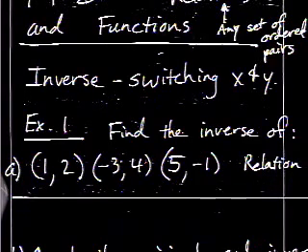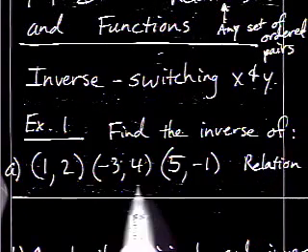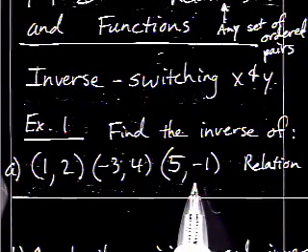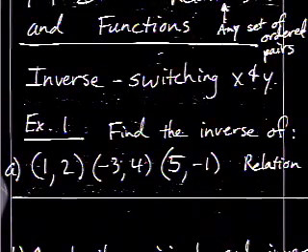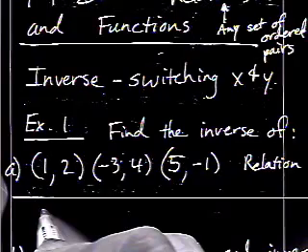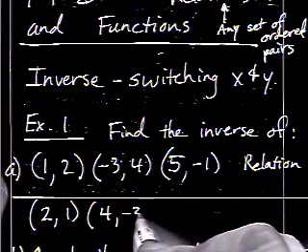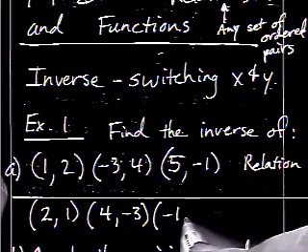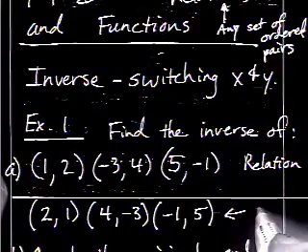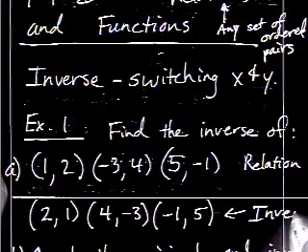Now, it also happens to be a function because it passes the vertical line test. If you would actually graph these out, you'd see that. But finding the inverse is as simple as switching the x value and the y value. Nothing more complicated than that. This is called the inverse.